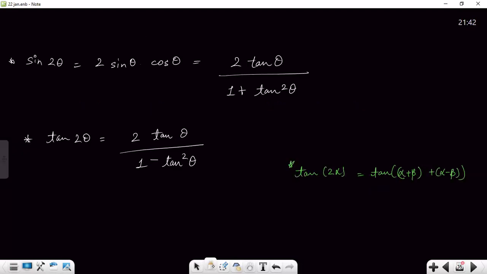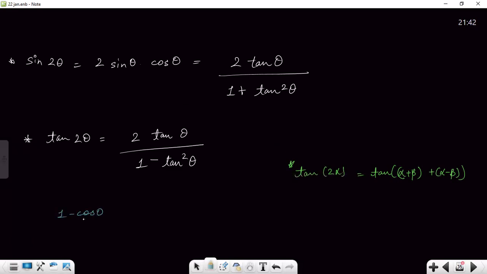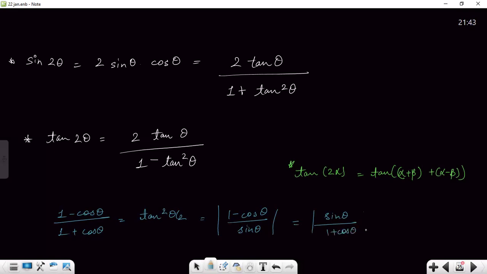Let's write them here only. (1 minus cos theta) divided by (1 plus cos theta) is equivalent to tan square theta by 2. It is equivalent to (1 minus cos theta) divided by sin theta is equal to sin theta divided by (1 plus cos theta). Tan square theta by 2.